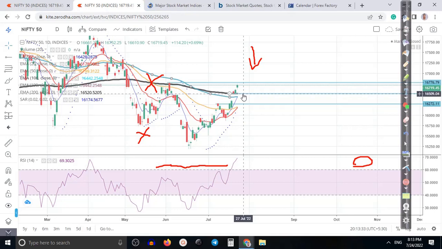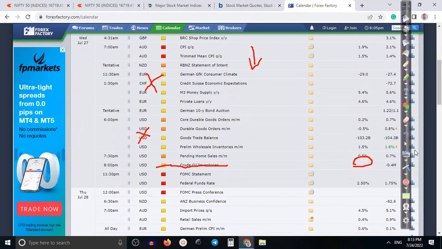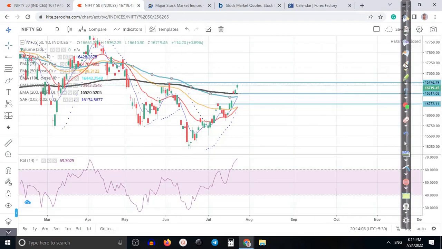We'll identify the resistance and supporting line. Next, Wednesday and Thursday. On Wednesday there is important US news: the FOMC statement is going to be released, and the federal funds rate, which is expected to be positive, and another FOMC press conference. So according to this global calendar, Monday and Tuesday may give a correction.